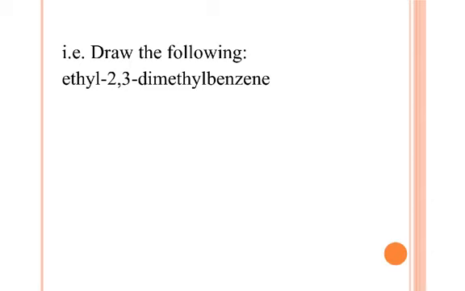Let's try a drawing. So we want to draw the following: an ethyl 2,3-dimethylbenzene. So starting with our benzene, I'm going to do the kind with the circle in the middle. Again, they're interchangeable, so it doesn't matter. I like to put my number 1 at the top. However, you can decide whichever point you want as being the number 1, and then you can decide also whether you would like to go clockwise or counterclockwise.